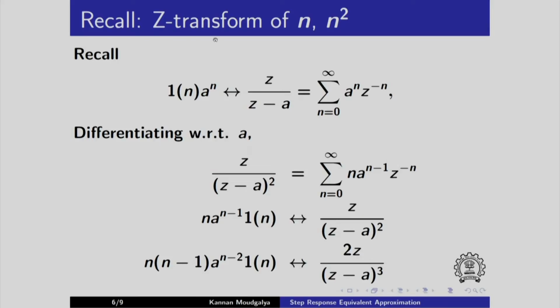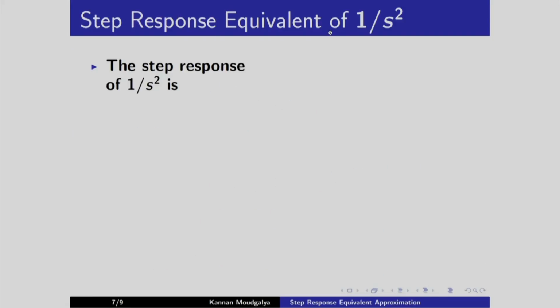Next, let us take the Z transform of n and n squared. Using this slide, we have already seen this. From here we got the Z transform of n. From here you can get the Z transform of n squared minus n. If you add the Z transform of n to this, you will get the Z transform of n squared here. This is something we have already seen. We will use this result, the Z transform of n squared. That is useful to calculate the step response equivalent of 1 over S squared.